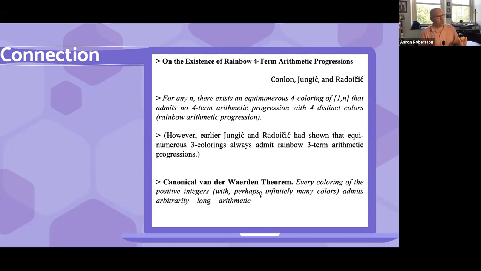And this also brings in something that I'll mention later, which is the canonical van der Waerden theorem. If I have a finite number of colors, van der Waerden's theorem guarantees arbitrarily long monochromatic arithmetic progressions. However, if I use infinitely many colors, I don't have that guarantee anymore, but I can guarantee a rainbow arithmetic progression.